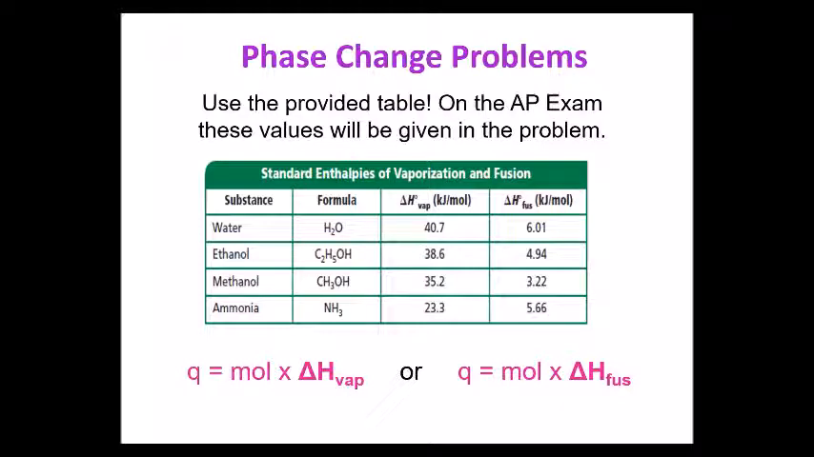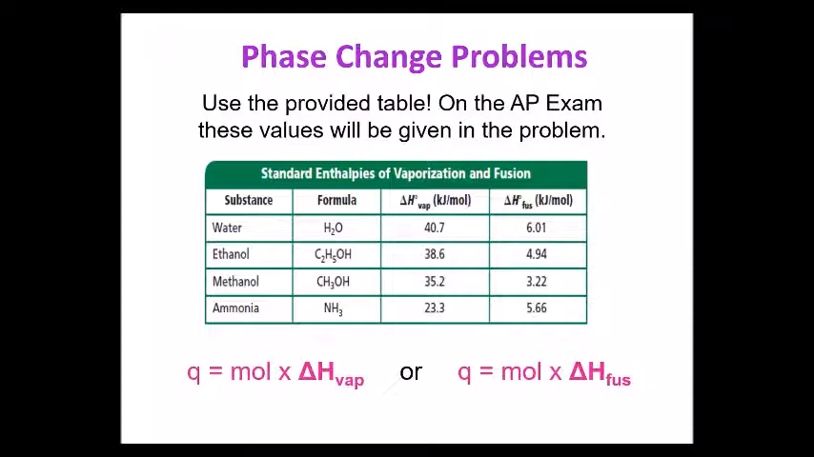For these problems, you need the chart, and they usually give it to you in a chart like this, or they'll actually just write it in the problem. But sometimes they give you extra data, so you have to pick out the right number to use depending upon the phase change. So don't get that messed up. If it's talking about vaporization, you want the delta H vap number. If they're talking about melting or freezing, then you want the heat of fusion number. They don't expect you to have these numbers memorized, so they'll be somewhere in the problem.